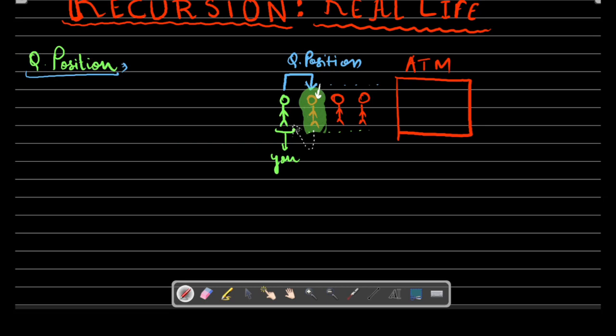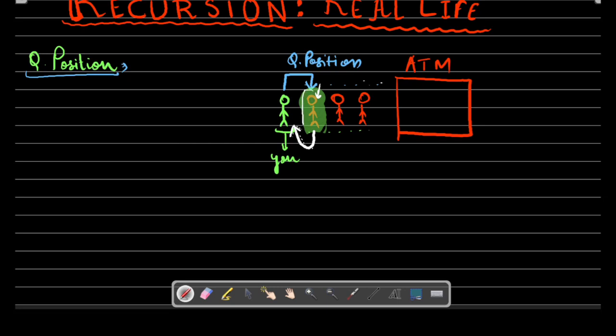And why is this approach useful? Because, simple reason, you don't have to do the tedious task of counting each and every person yourself. You can just ask the next person, and you can hope for him to give you the right answer. Right now, you are not doing anything here apart from asking the person and waiting for his answer. All you have to do is wait for his answer.